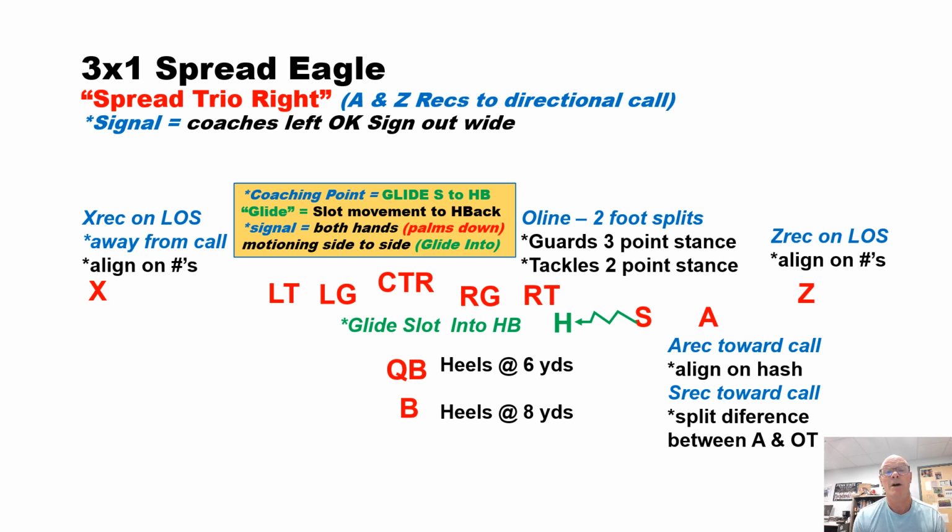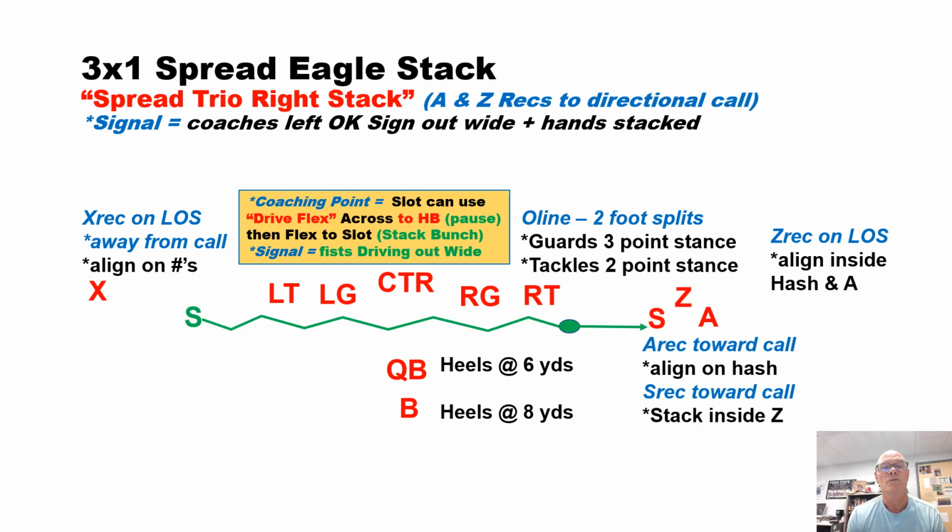We can go 3x1 spread eagle, and then again, slot is going to split the difference between the A and the right tackle, but we can glide it again and reset him into a tight H-back over and off. We can go 3x1 spread eagle with a stack. So again, just get our 3x1, make our stack now, and the S will be number 3 inside the Z and the A outside of them.